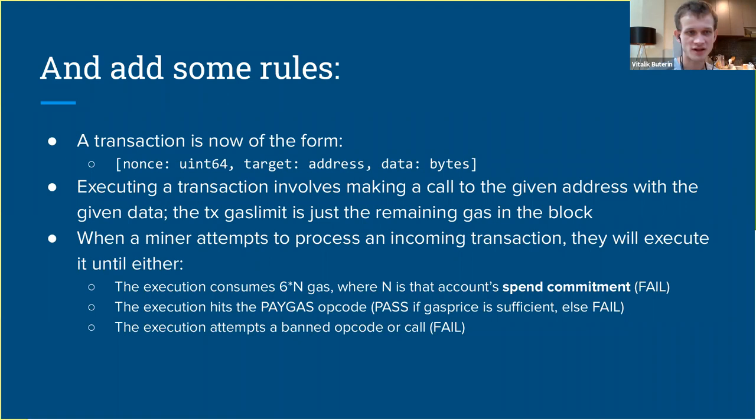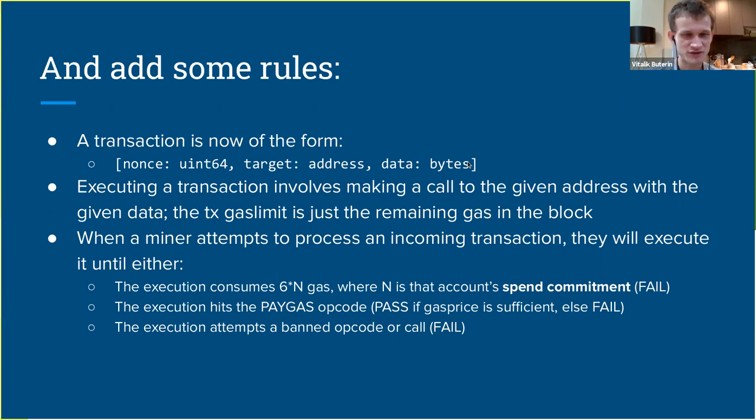Great. So now we're going to specify the thing and add some rules. So a transaction is going to be simpler. It has the form: first you have a nonce, and we're going to keep the nonces just to preserve transaction hash uniqueness. Then we have the target, and the target is just an address. And then we have data, and the data is just bytes. Executing a transaction is a call to the target with the given data as an input, and the gas limit of the call is just the remaining gas in the block.